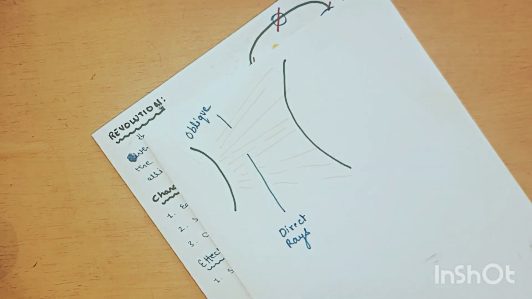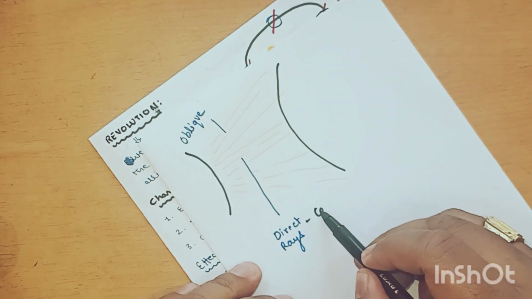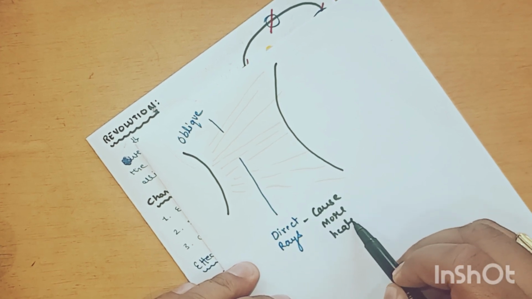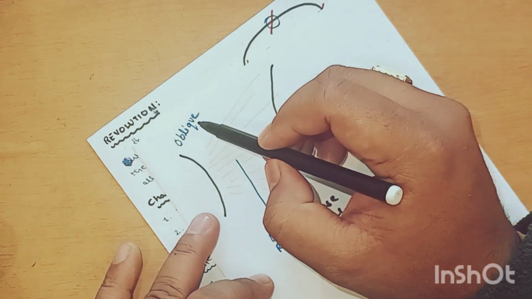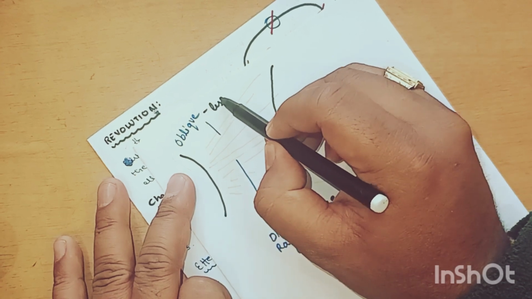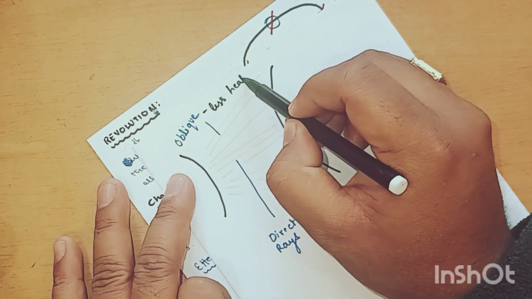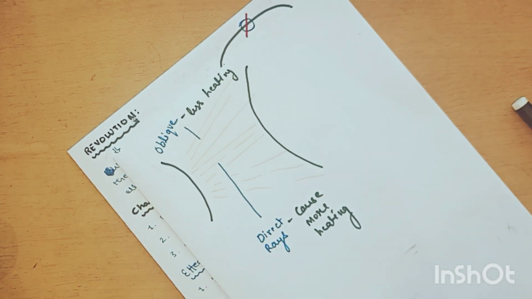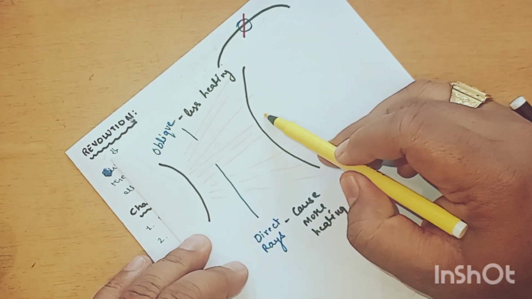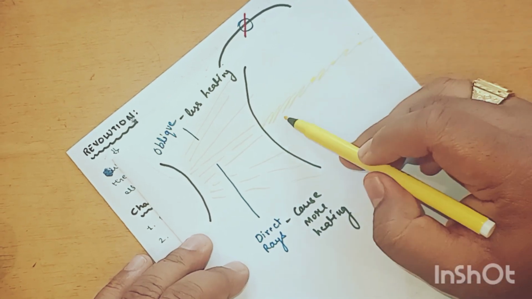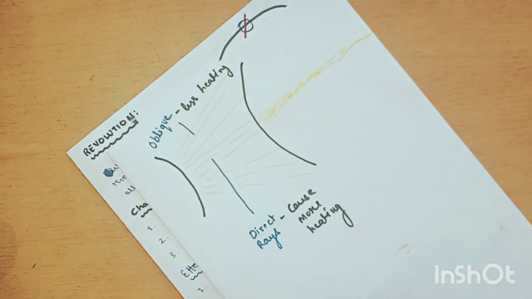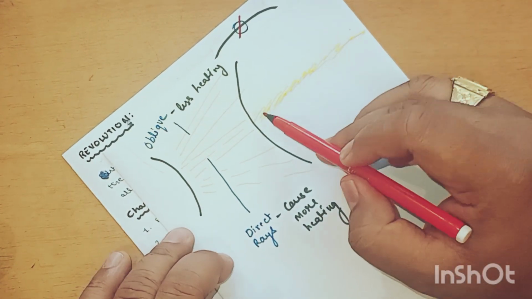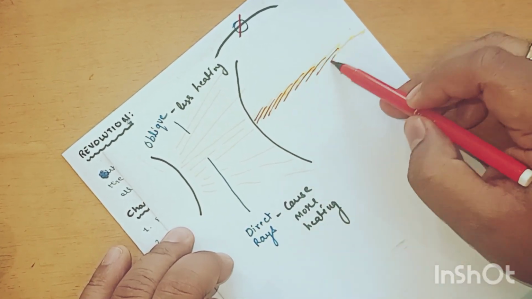There is a tendency that direct rays cause more heating. Understand this thing. Direct rays cause more heating, while these oblique rays result in less heating. Okay? And because of which, wherever the direct rays are coming, the area gets heated a lot, while where the rays are oblique, the area does not get as much heat.